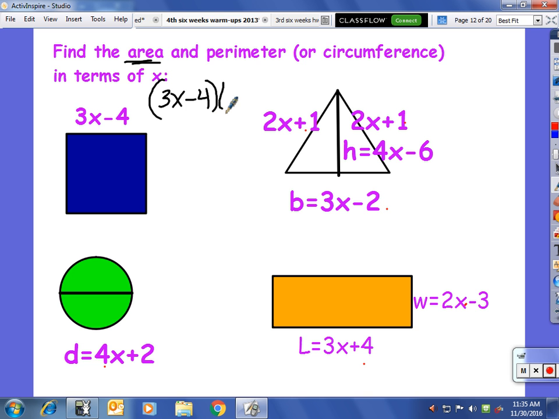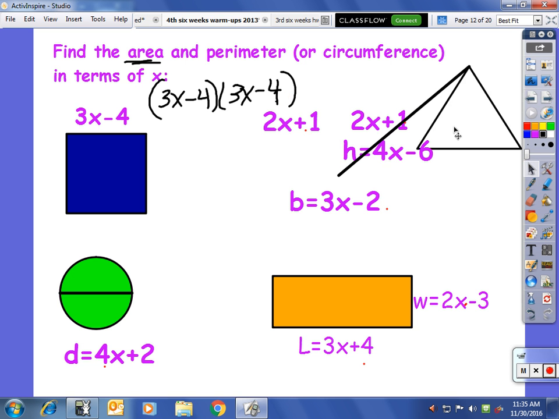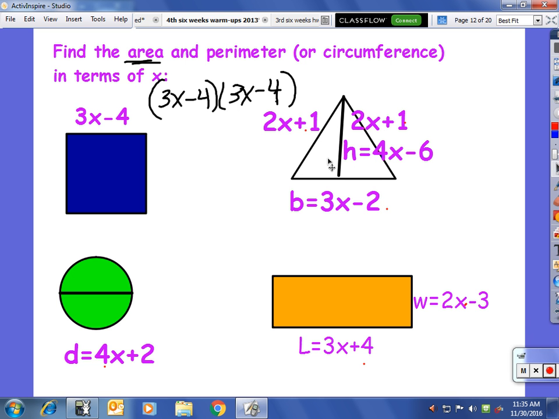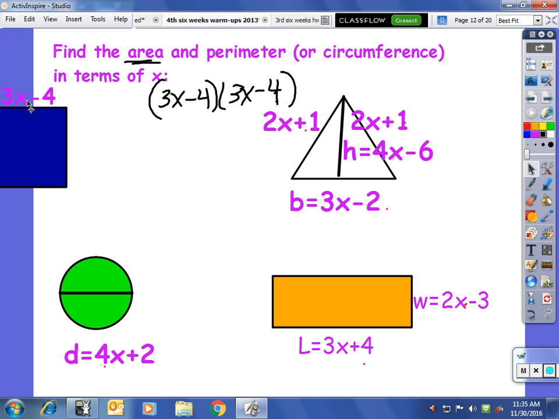Now, some kids mess up because they try to do it in their head. Remember, if you have a binomial times a binomial, how many little products should you get? Somebody said it. 4. When you're multiplying 2 terms times 2 terms, you should get 4 little products.